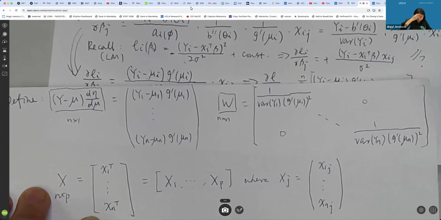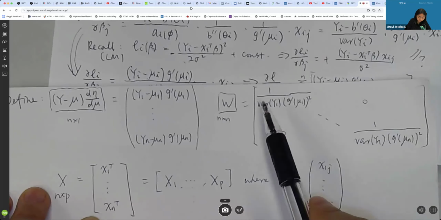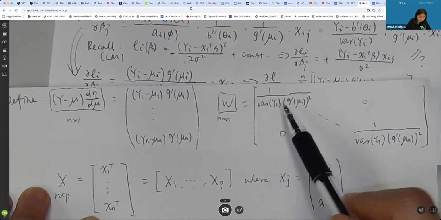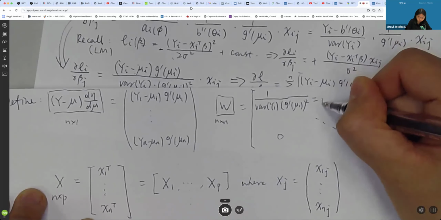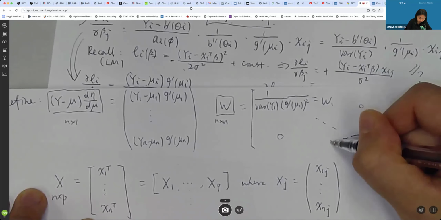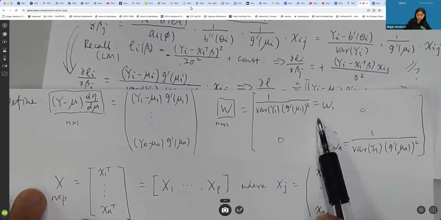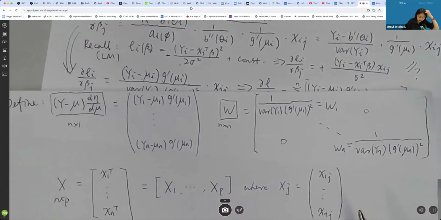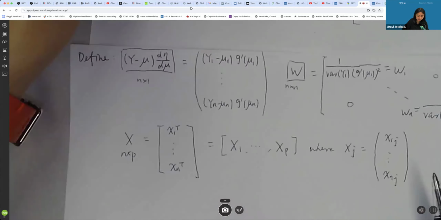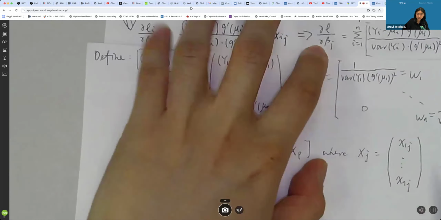And also maybe one more thing I want to add here to simplify things is that I can call this first diagonal entry W1, the last entry Wn. So I can also use notation W1 to Wn here. Okay, now you see we can have a much simpler matrix form for this.